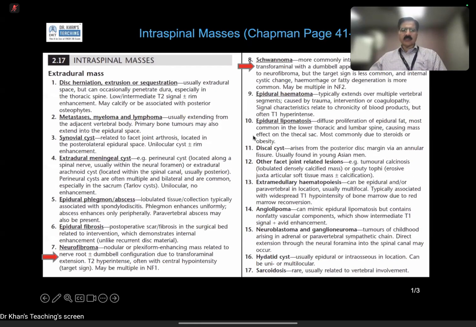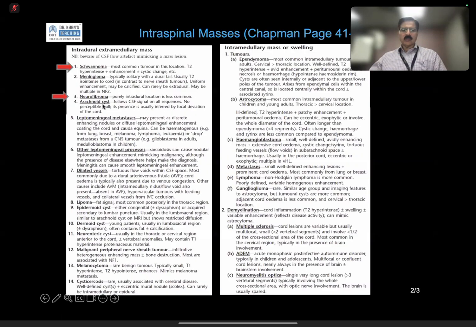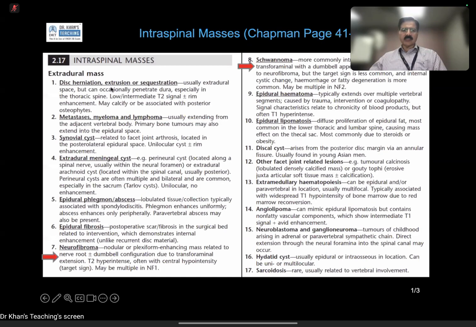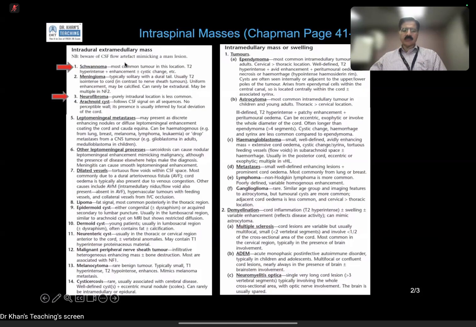The same differential diagnosis is also included in the spine section, where this is intraspinal masses, 2.17, and extradural, and then we have got intradural extramedullary.